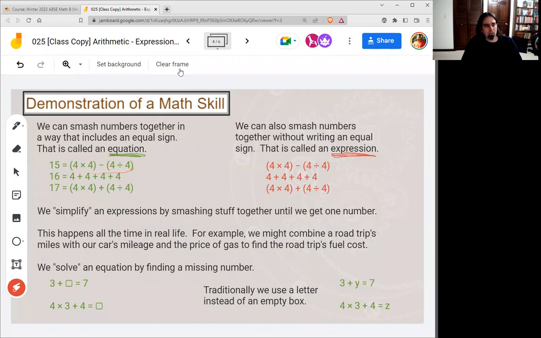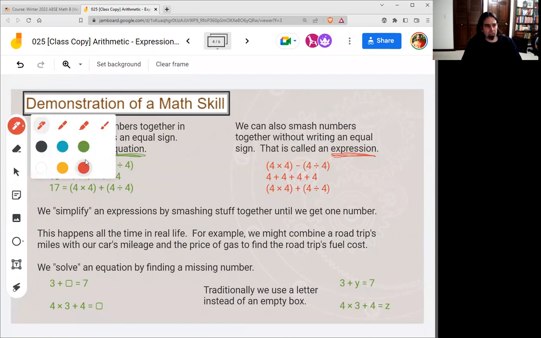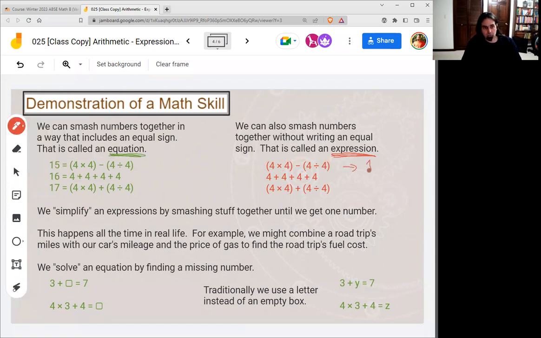We're doing the invisible fairy race and we're trying to get to 15 with 4 4s, but I am not writing it with an equal sign. When we want to deal with expressions, the verb we use is we simplify. And that means we're going to just smash all these things together until we get one number. This one is 15. Something like that.